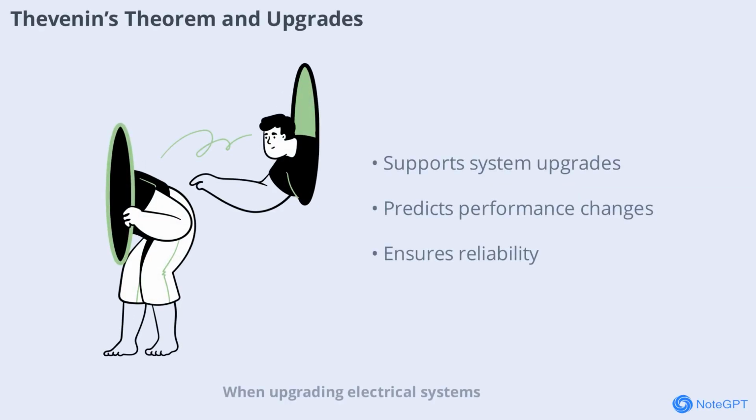In upgrading electrical systems, Thevenin's theorem helps engineers evaluate the impact of new components or configurations. By modeling the existing network as a Thevenin equivalent, it's easier to predict how changes will affect performance and reliability. This ensures that upgrades are successful and meet design goals.